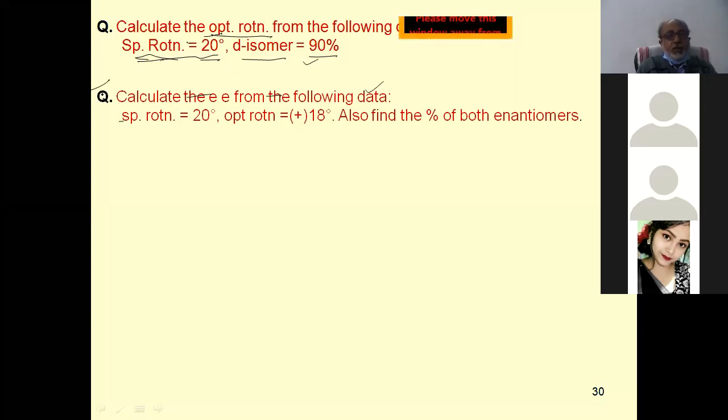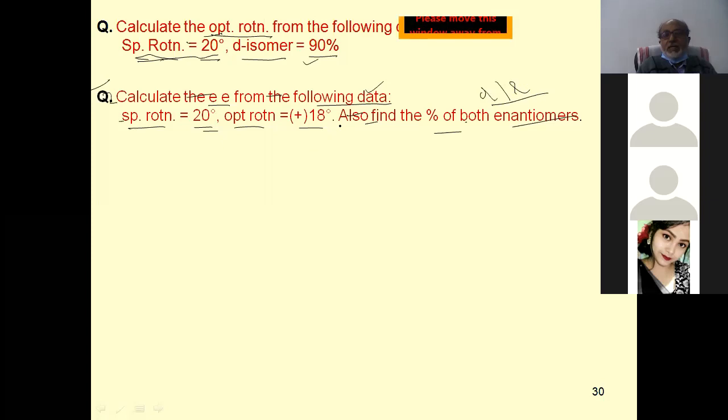Question number 2. Calculate the enantiomeric excess from the following data. Here it is given specific rotation is equal to 20 degree and optical rotation of the mixture is found to be plus 18 degree. And from there you have to also find the percentage of both the enantiomers. That means how much of D and how much of L is there. You have to find out.